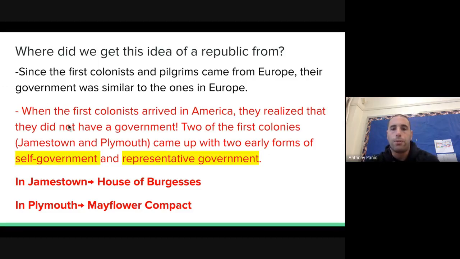So when the first colonists arrived in America, they realized they did not have a government. And if you were ever to start a country or a colony, or even if you were to start a business, you need to first come up with a set of rules and a government to make sure that rules and regulations are in place, because it's human nature that if there's no rules, people kind of do their own thing.